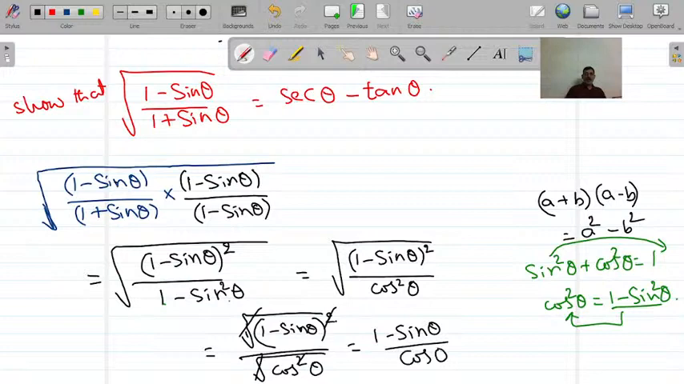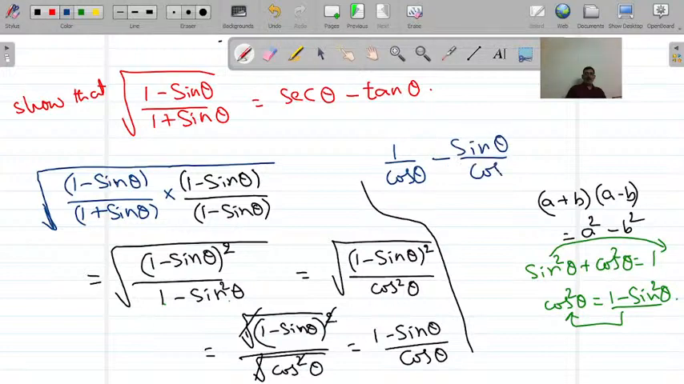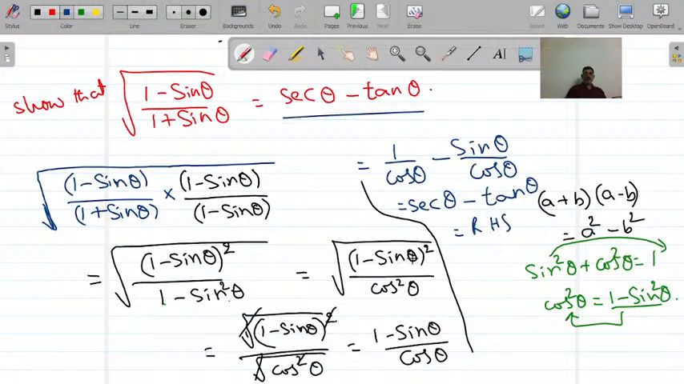What do you mean by that? (1 minus sine theta) by cos theta means, here you can write it like 1 by cos theta minus sine theta by cos theta. And of course, we know that 1 by cos theta is secant theta, and sine theta by cos theta is tan theta. This is your right hand side, observe. So you can prove this result very easily and quickly.